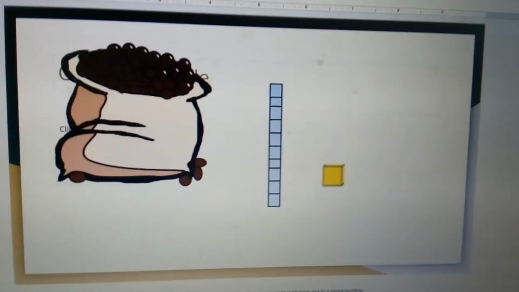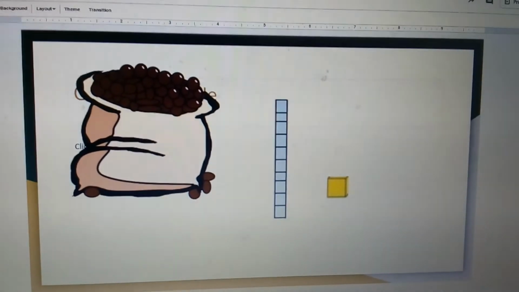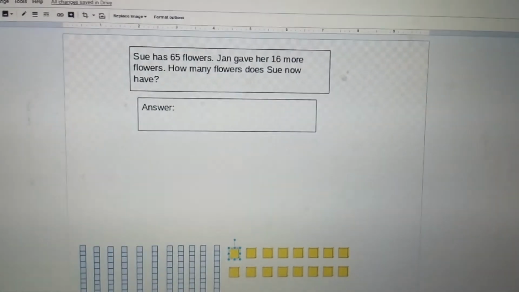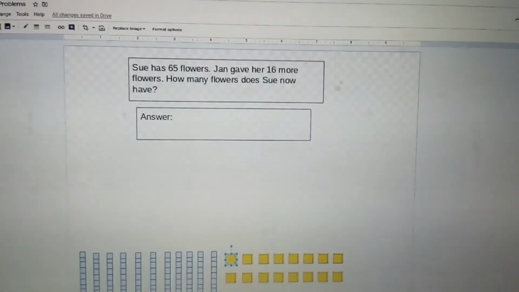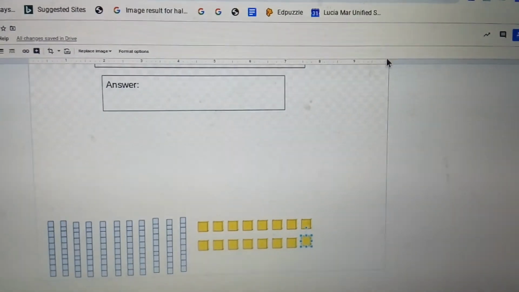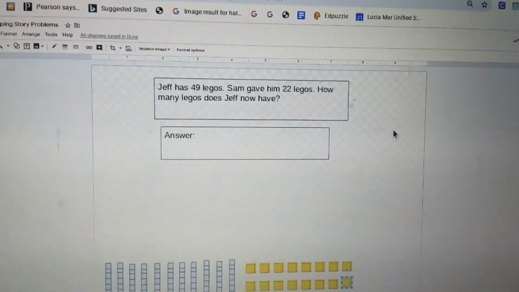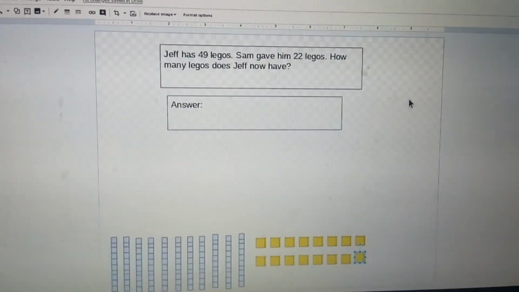So your job after this lesson is you're going to go into your Google Classroom and I've assigned you 2 exit tickets. You have exit ticket 1 about Sue and her flowers, where once again you're going to read the problem, build the numbers, regroup and solve, and then you're going to complete exit ticket number 2. And exit ticket number 2 is about Jeff and his Legos. Make sure to hit turn in when you complete all the daily assignments.